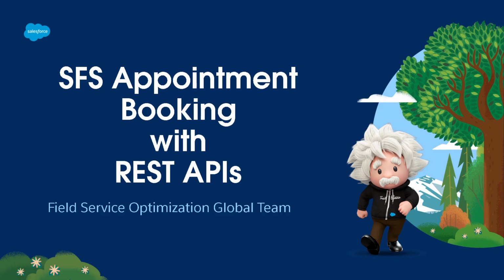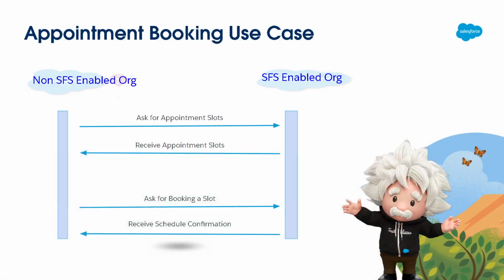So the question will be, if you can do appointment booking in Salesforce using Gantt or the UI, what's the need for REST API? This will be required, especially when you are calling for slots or for scheduling a job, sitting outside the SFS enabled org. Now this outside infrastructure could be a non-SFS enabled Salesforce or could be a third party system.